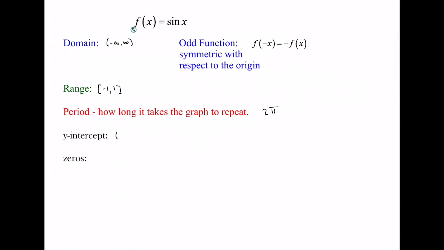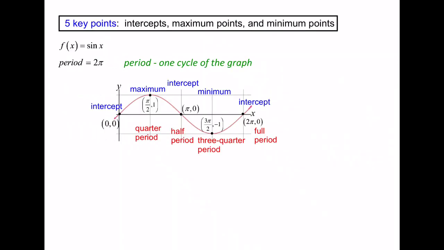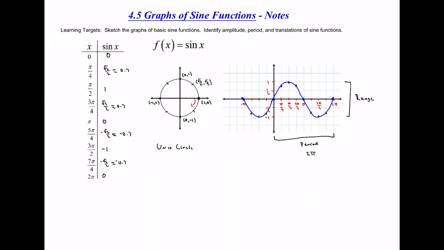And then the y-intercept, you can see that it crosses. It actually started at the origin at 0, 0. And then your zeros of the graph, where it crosses the x-axis, you're going to see there are multiple places where the graph crosses the x-axis.